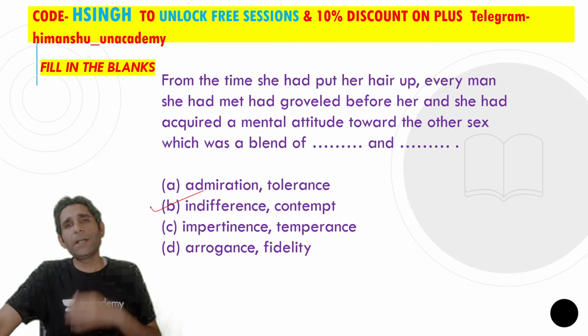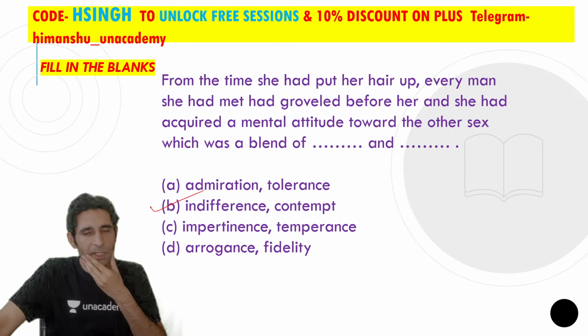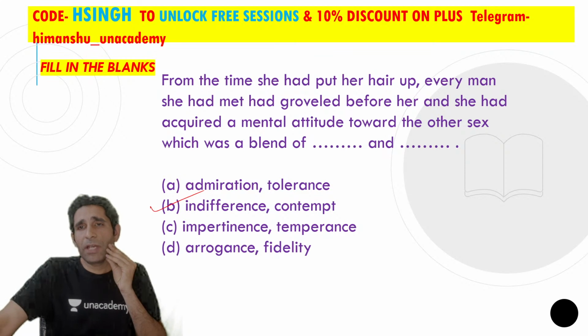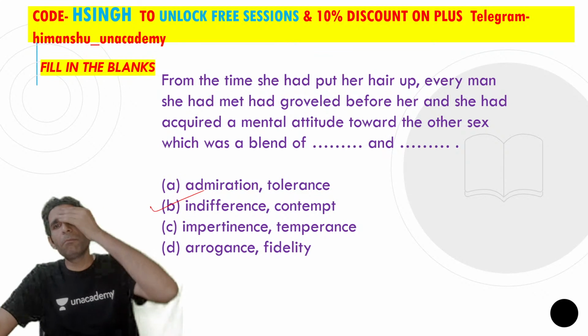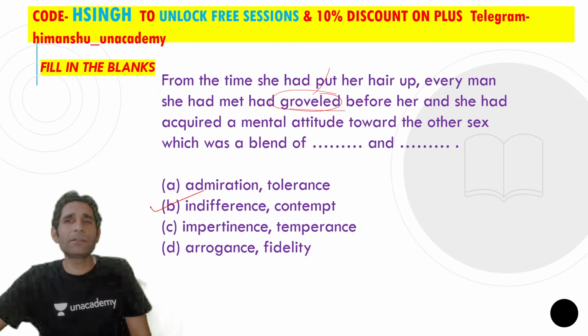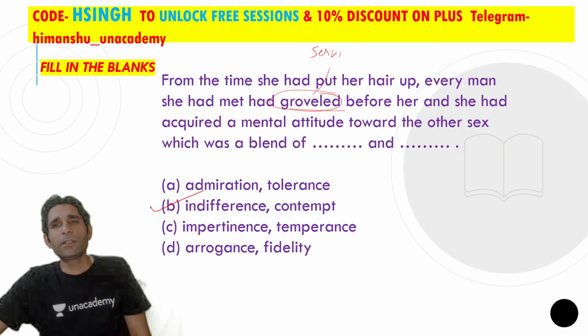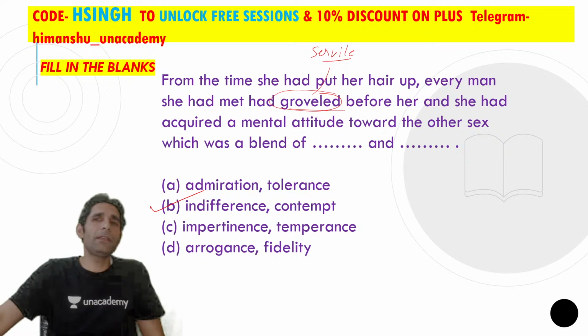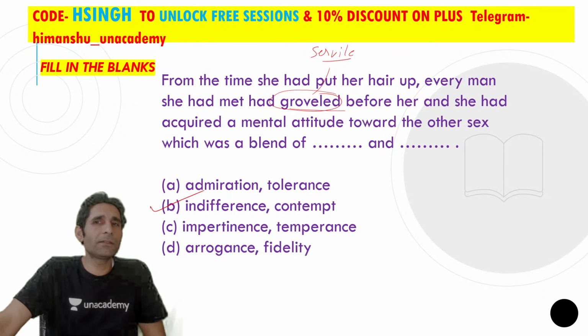Okay, so now let me explain. देखो क्या हो रहा है क्वेश्चन में, कैसे सॉल्व करना है. From the time she had put her hair up, every man she had met had groveled before her. Groveled का मतलब क्या होता है? Groveled means to have a servile attitude. Servile का मतलब क्या होता है कि इस तरीके से एक्ट करना कि जैसे दूसरा इंसान आपका नौकर हो.